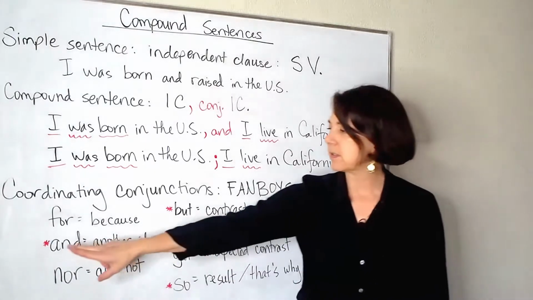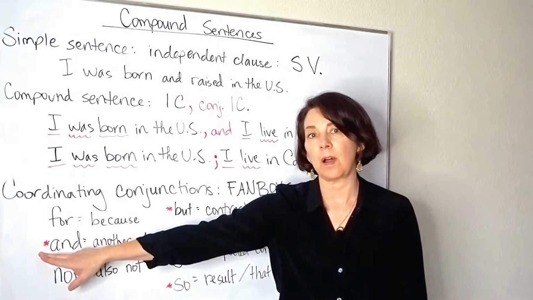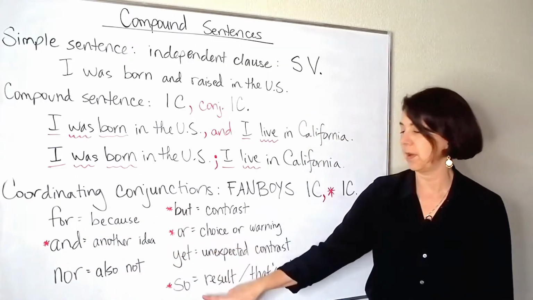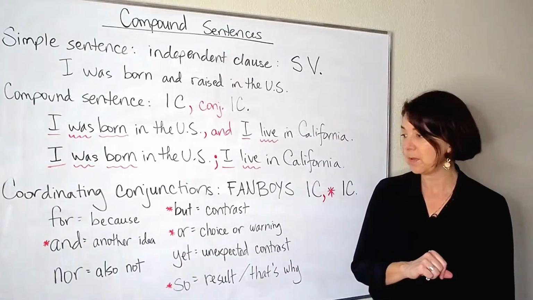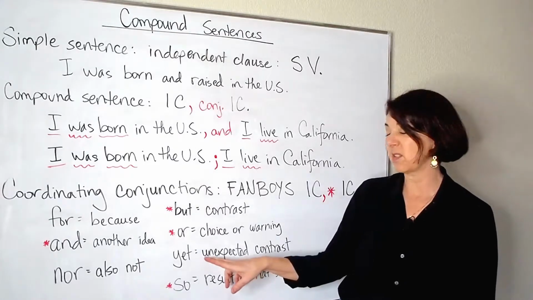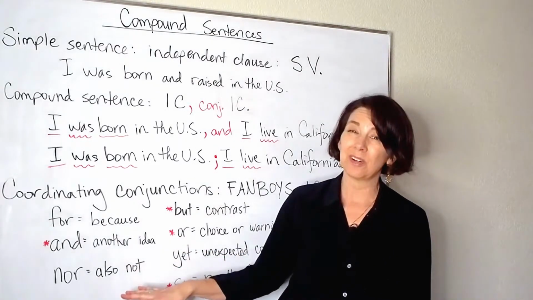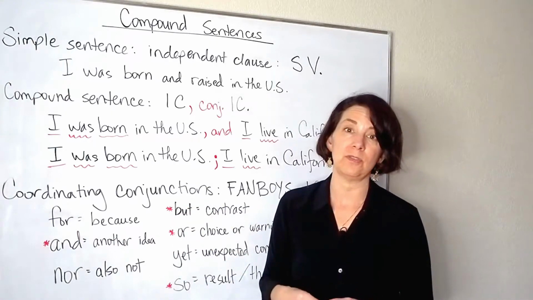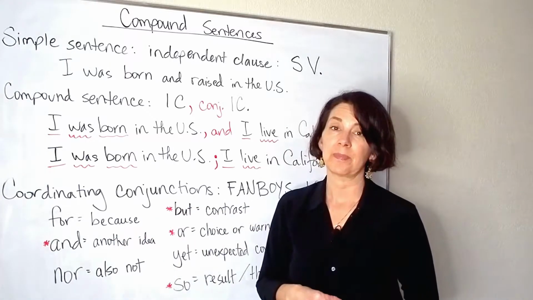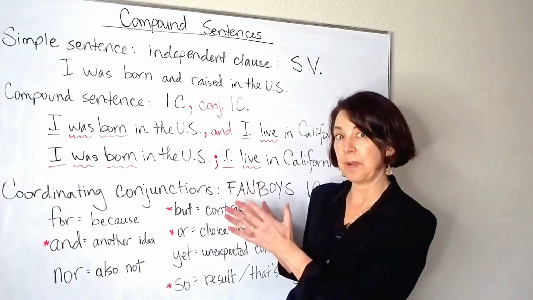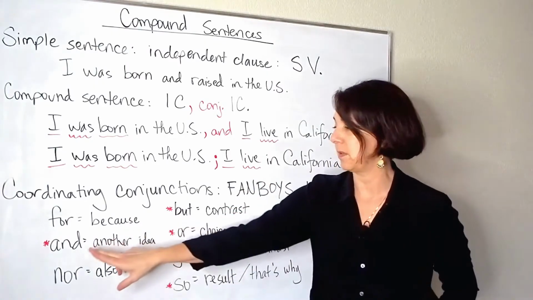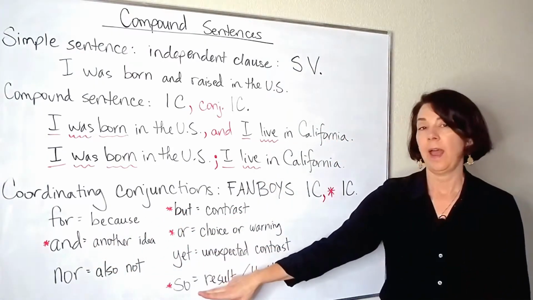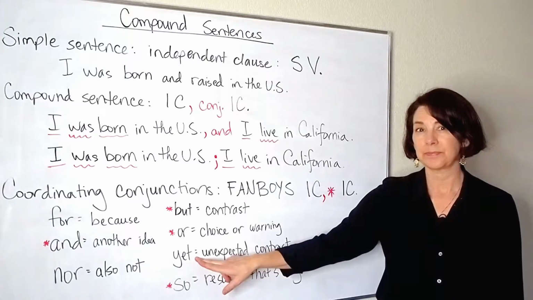Now, I have an asterisk next to the ones that are the most common. So and, but, or, and so are the most common ones. We also use yet, nor, not very often, and for, we hardly ever use this word in this meaning. So if you want to remember the most important ones, you want to remember these 4. And then maybe also yet.